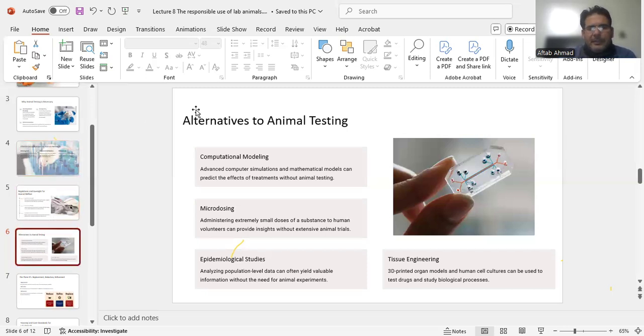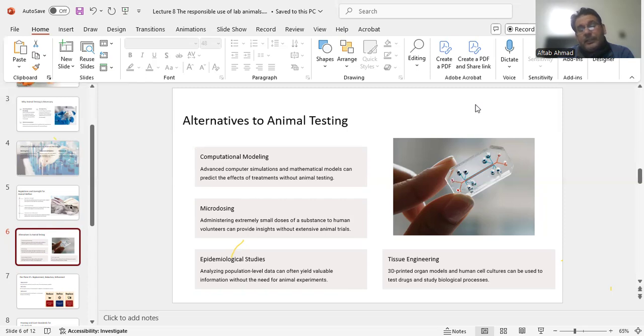This is actually very much in fashion now, and we can also use other alternatives to animals. Like we can use computational modeling. You know, this is the era of artificial intelligence. This is the era of computational work. This is the era of bioinformatics. So if you have to run the PCR, we can also run the PCR in silico.